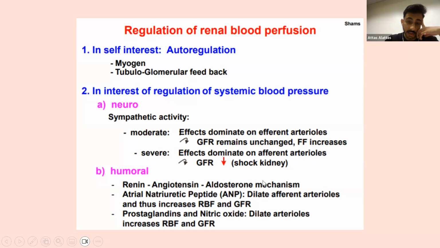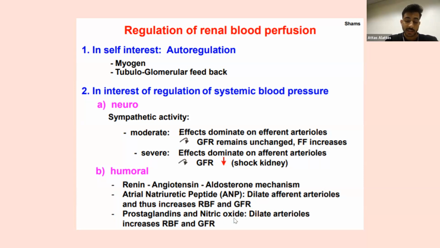Other mechanisms include the renin-angiotensin-aldosterone mechanism, which I will explain in the next slide. There's also ANP, a protein that is produced in the body. It acts on the efferent arteriole and causes dilation of the efferent arteriole. Because the efferent arteriole is dilated, it will increase the renal plasma flow and the GFR.